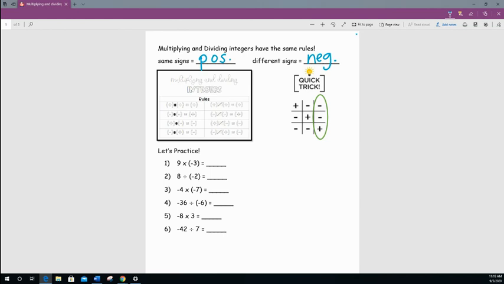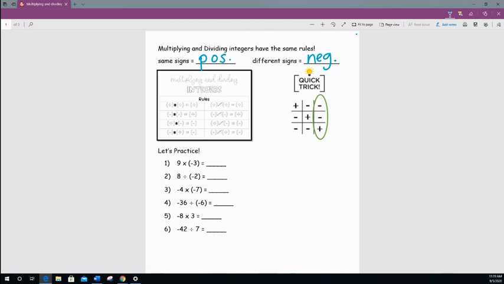I have a chart here that has multiplying and dividing integer rules. So a positive times a positive is a positive because they're the same sign, the answer is positive. A positive divided by a positive is a positive. Again, same sign, positive answer. A negative times a negative is a positive. A negative divided by a negative is a positive. So again, these were same signs and they ended up being positive as their answer.